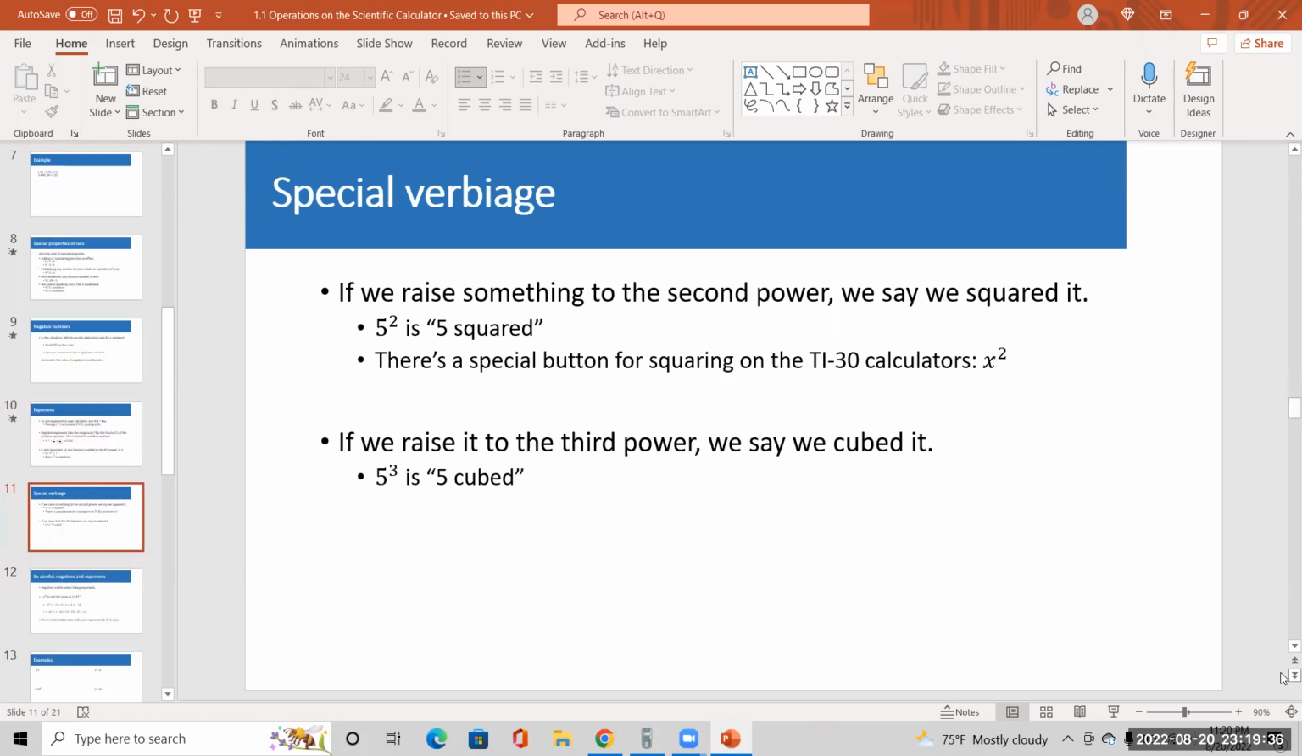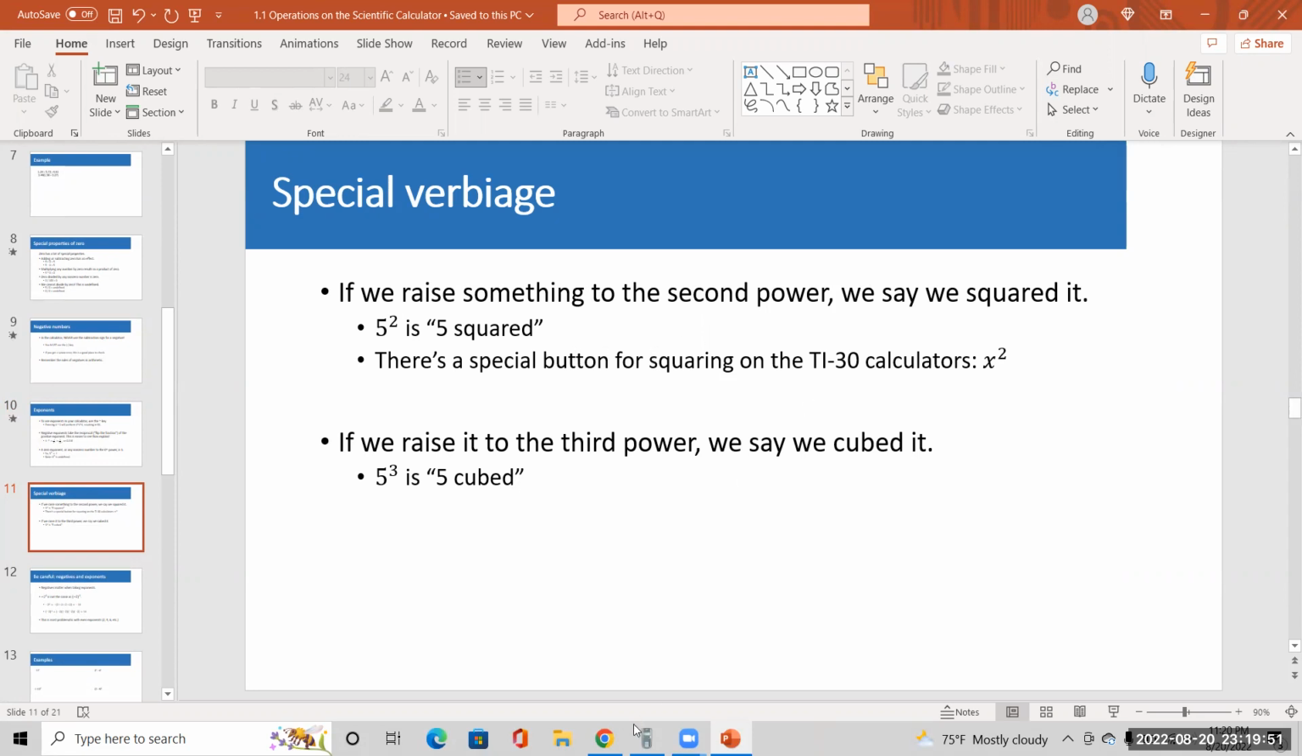Now, sometimes we use special verbiage instead of saying to the second or to the third. There's nothing mathematically wrong with that. But generally, if we see to the second power, it is something squared. And if we raise it to the third power, we say it is cubed.